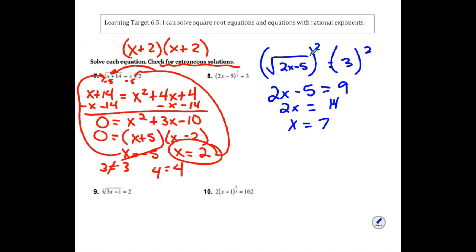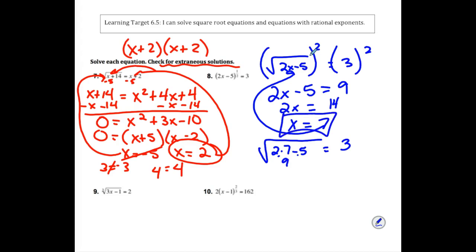Did it work? We dump it back in. We have the square root of 2 times 7 minus 5, and it's supposed to equal 3. We've got 14 minus 5, that's 9. Square root of 9 is 3. Okay?